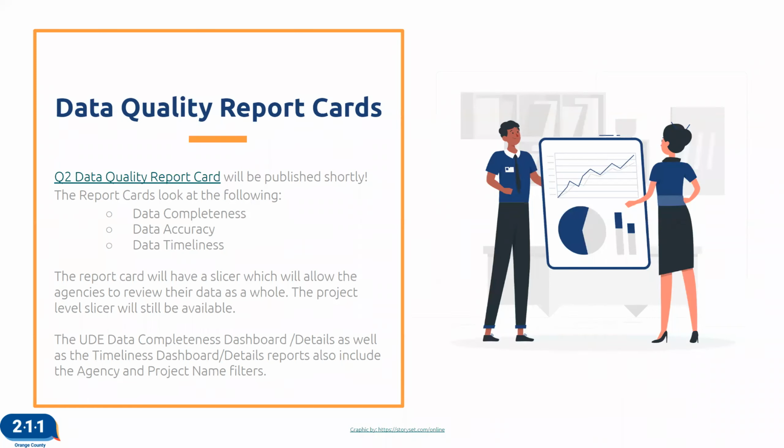The report card will have a slicer which allows the agency to review their data as a whole. A project level slicer will also be available. And the Universal Data Elements Data Completeness Dashboard and also the details, as well as the Timeliness Dashboard details report will also be included in the agency and project name filters.